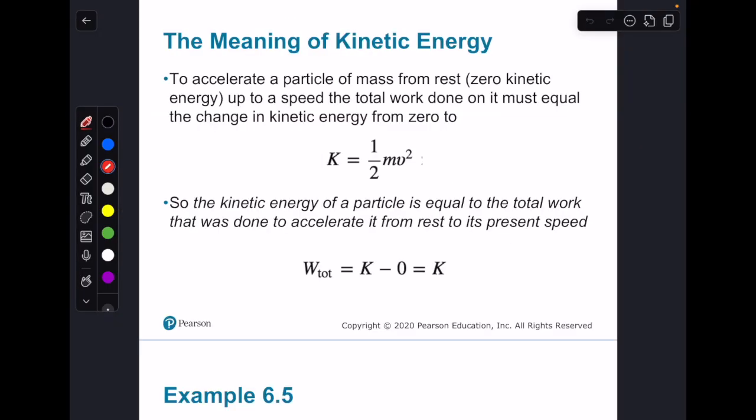So let's take another look at kinetic energy and see if we can draw a stronger meaning from it. In order to accelerate a particle of mass m from rest to some speed, the total work done on it must equal the change in kinetic energy. So the total work done must equal 1/2 mv squared. You can think of the kinetic energy as the energy required to accelerate it from rest to its present speed, which is equal to the work done.